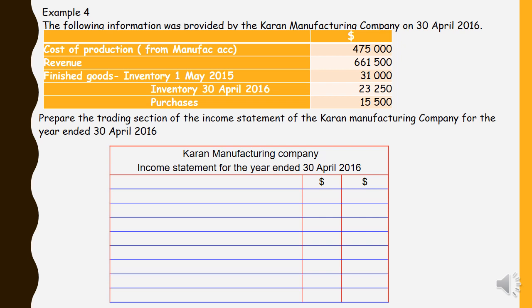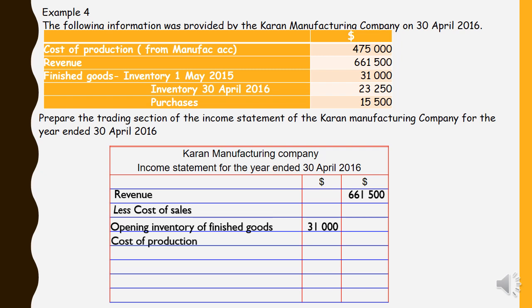Okay, this is very easy. The normal income statement trading section. We start with revenue. How much is my revenue? 661,500. After that, minus cost of sales. This is the header, just leave it like that. Under the cost of sales, we start with what? Yes, opening inventory of finished goods. You must write it like this. How much is the opening inventory of finished goods? 31,000.